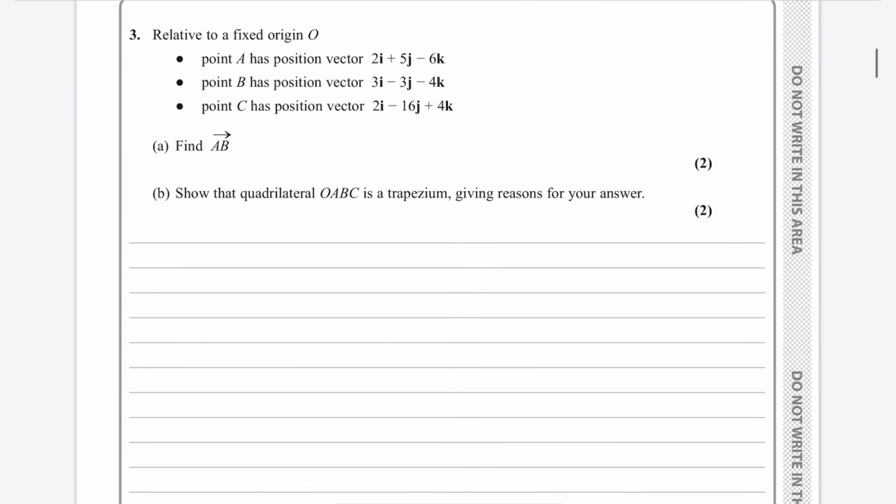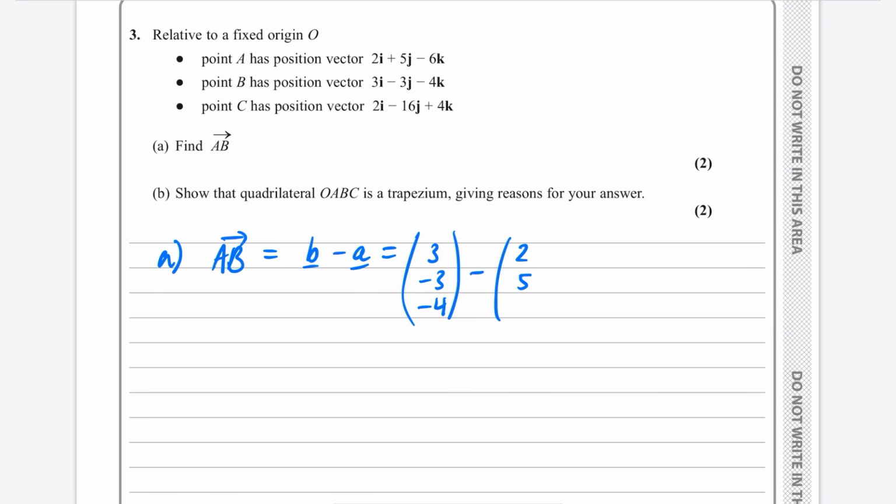Okay, question 3. Relative to a fixed origin, we have these 3 different points A, B, and C, and we're going to start off by finding AB. Now we know that AB is the second letter subtract the first letter, and we're going to do this as column vectors. So B is 3, minus 3, minus 4, and A is 2, 5, minus 6. So when I do this calculation, 3 minus 2 is 1, minus 3 minus 5 is minus 8, and minus 4 minus minus 6, that's minus 4 plus 6, that's 2. So we've got the answer 1, minus 8, 2.